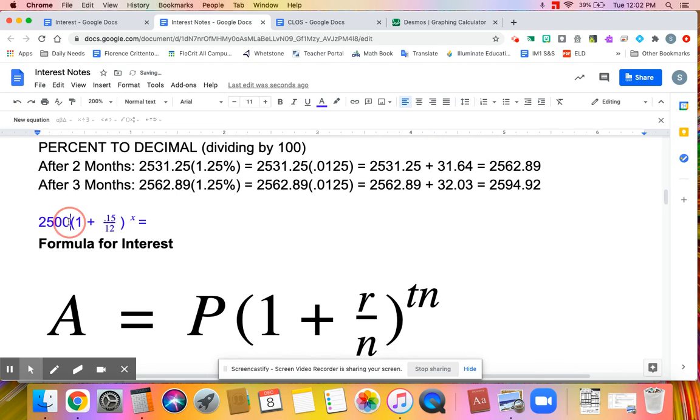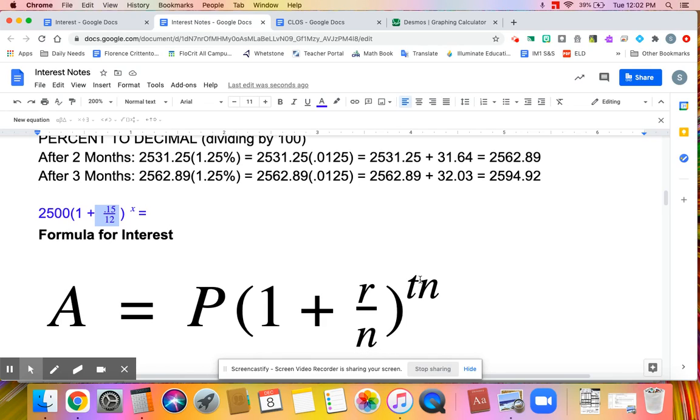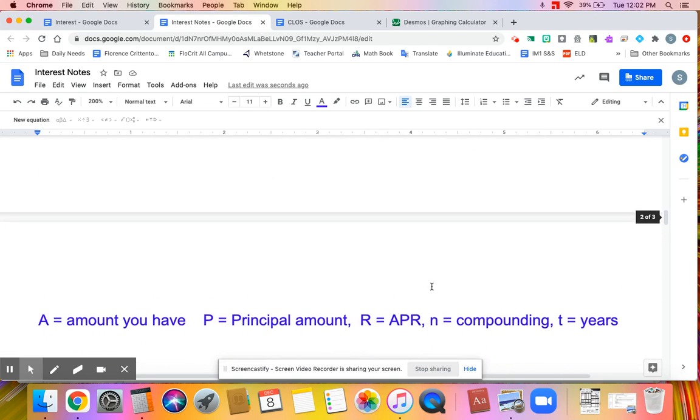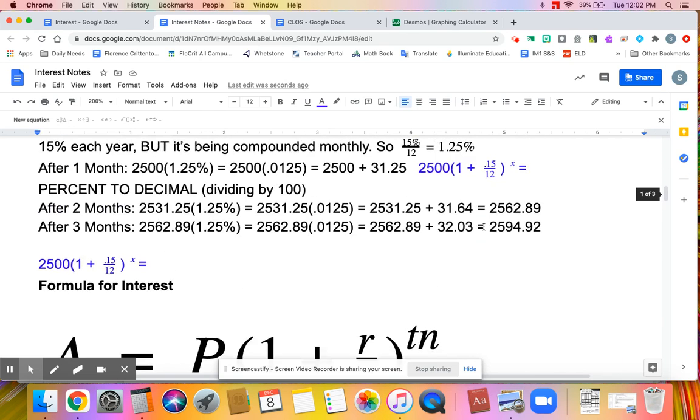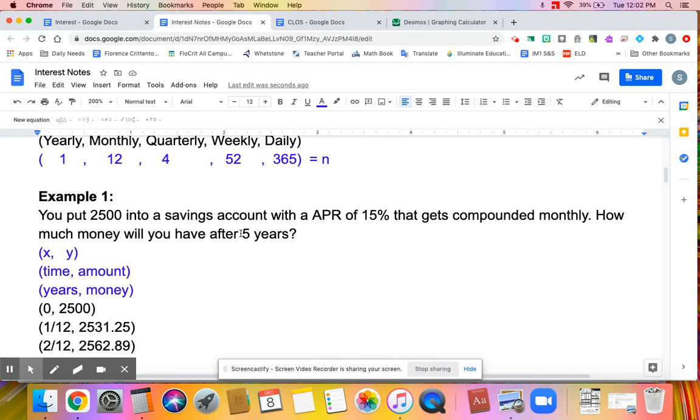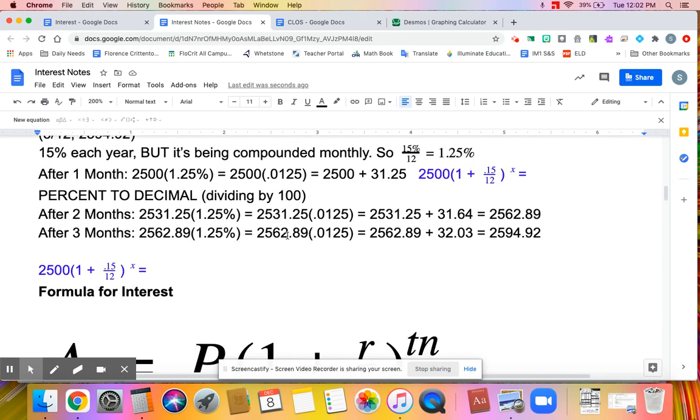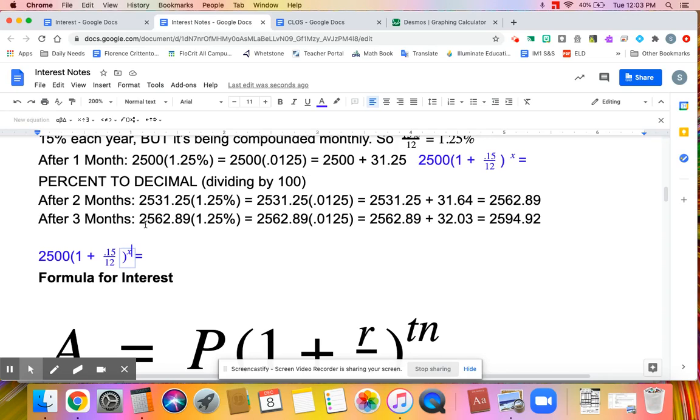Because I take my principal amount. I multiply it to 1 so that I keep the whole thing, but I'm going to add on my interest rate after being divided into 12. And then up here it says to the power of t times n. Well, remember t standing for time, which is how many years have gone by. Because the question up here talks about after 5 years. So t, our time. So instead of x right here, they're going to be using t for time. The time is about the years.